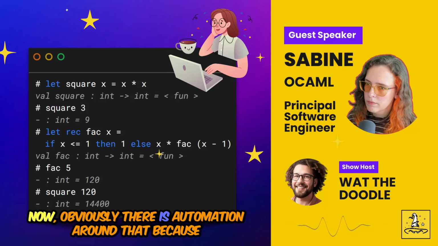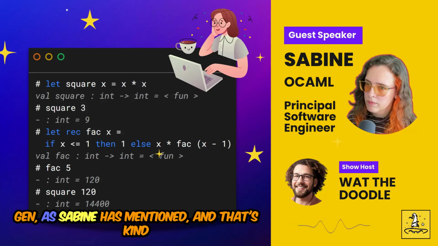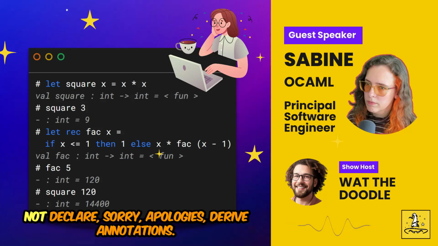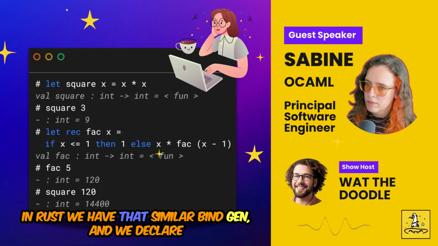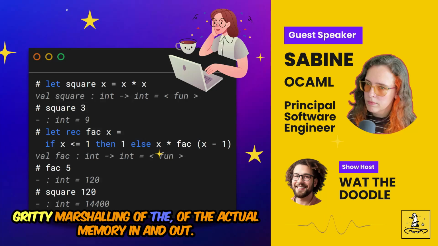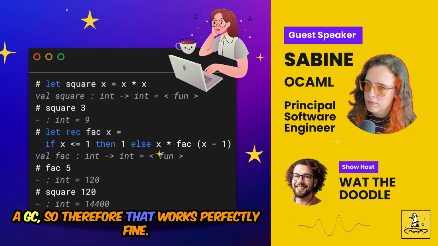Now, obviously, there is automation around that because certainly under Rust, we use bindgen, as Sabine has mentioned, and that's kind of like under Haskell, where you can do derive annotations. In Rust, we have that similar bindgen, and we declare that, and it does all of the horrible nitty-gritty marshalling of the actual memory in and out. And it's fine for Rust because Rust doesn't have a GC, so therefore that works perfectly fine.